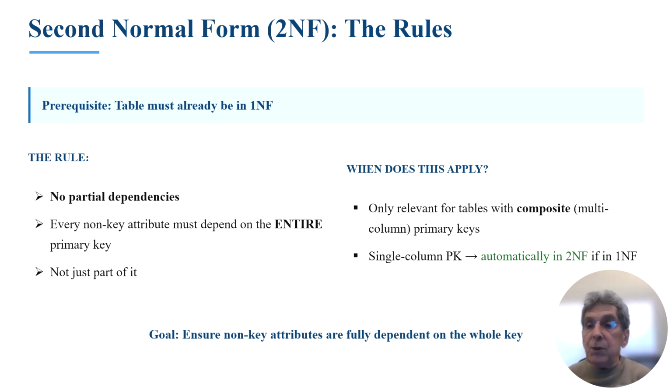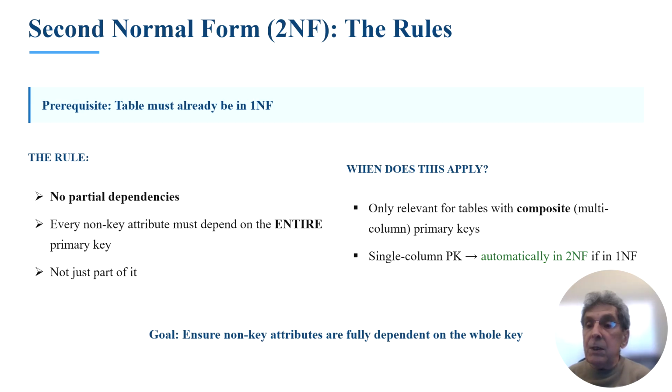Second normal form, the rules. This addresses a specific problem, partial dependencies. First, the prerequisite. Your table must already be in first normal form. If it's not, go back and fix that. The second normal form rule is no partial dependencies. Every non-key attribute must depend on the entire primary key, not just part of it.